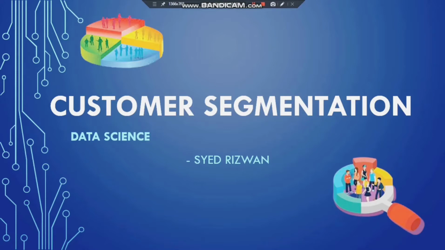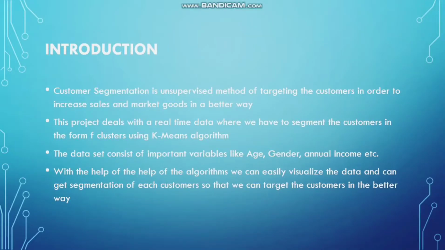Now, talking about customer segmentation: it is one of the most common unsupervised methods of targeting customers. This project mostly deals with real-time data, which consists of the customer name and gender. Through this, we target customers in order to increase the revenue of a company. Customer segmentation is a way in which we segment customers based upon the different mentalities of different people.